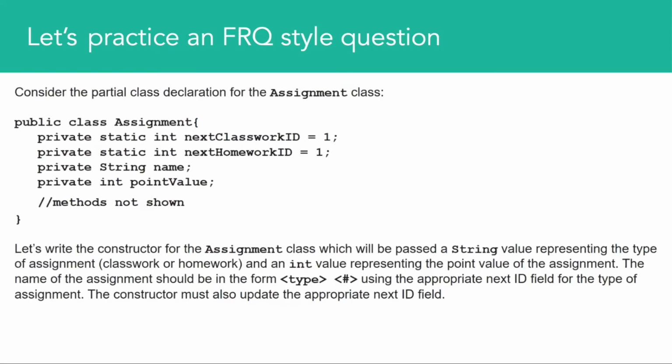Let's practice an FRQ-style question. Let's write the constructor for the assignment class, which will be passed a string value representing the type of assignment, classwork or homework, and an integer value representing the point value of the assignment. The name of the assignment should be in the form type and space using the appropriate next ID field for the type of assignment. The constructor must also update the appropriate next ID field. Remember to note, the static variables need to be updated inside the constructor. The instance variables need to be initialized also inside the constructor.